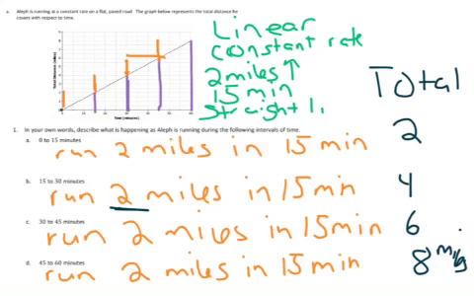Straight line. So that's a good way to decide if something is linear or nonlinear. Always look at your graph. If it's a straight line, it is linear. No matter what, all of these intervals match up in distance, because it's linear, we're increasing 2 miles per 15 minutes. 2 miles every 15 minutes.